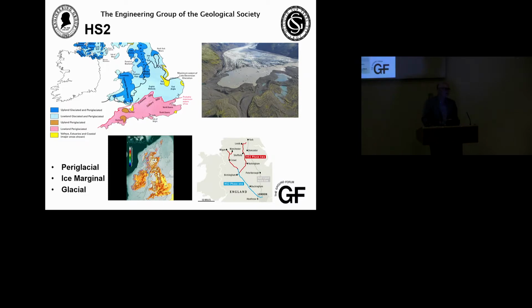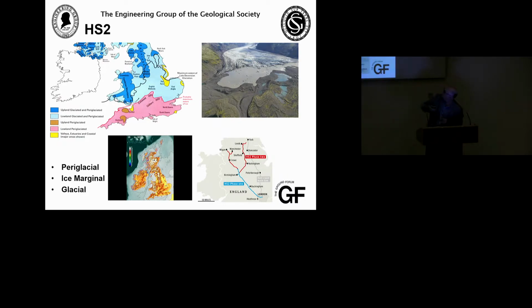And we've got HS2 coming out of London. When we actually look at that map of those paleo environments, HS2 is going to be traversing across all of those different terrains, both periglaciated and glaciated terrains. And if you want to understand about that complexity, we've traditionally talked about there being 3 ice ages.